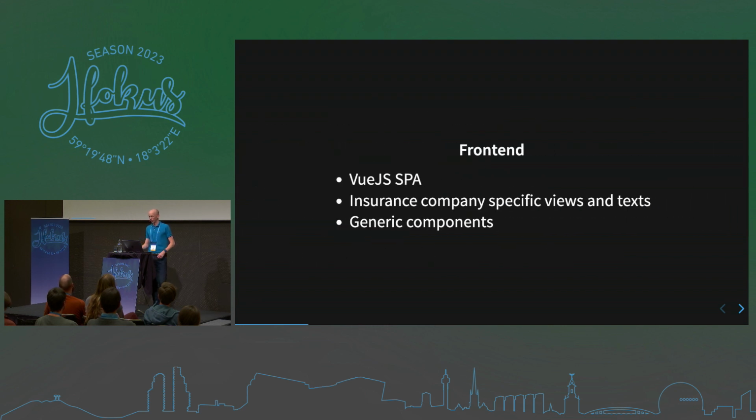So, just a quick word on the front end. That's not my expertise, but I thought I'd include it. We built a single-page application in Vue. And the idea there was to keep the views and the texts customer-specific, so they can design their views in any way they want. They can have their own text, their own styling, their own colors, everything. But the components that they used should be as generic as possible. So the table of which insurances they had, or the fund tables, etc. We wanted to be able to reuse them.